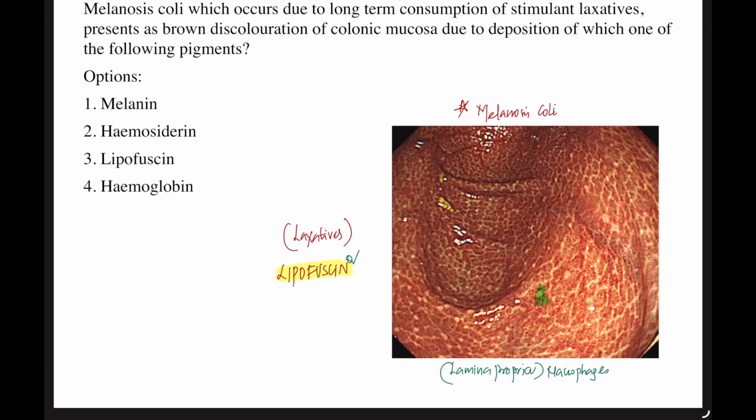Lipofuscin gives this tiger skin appearance that you are seeing here. This tiger skin appearance is known as melanosis coli. So the answer is lipofuscin here. Melanosis coli is due to long-term consumption of stimulant laxatives. There is brownish discoloration of colonic mucosa like tiger skin appearance. It is because of accumulation of the lipofuscin. You tend to confuse melanosis coli with melanoma, but it is because of lipofuscin, not to be confused. Right? Next question.